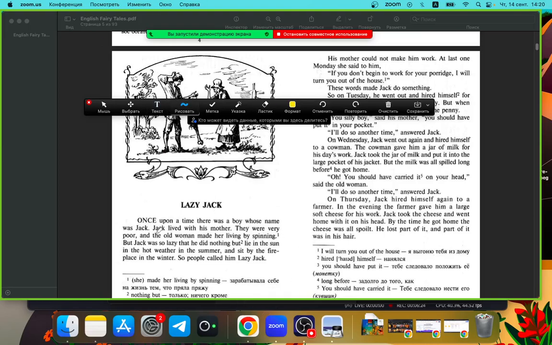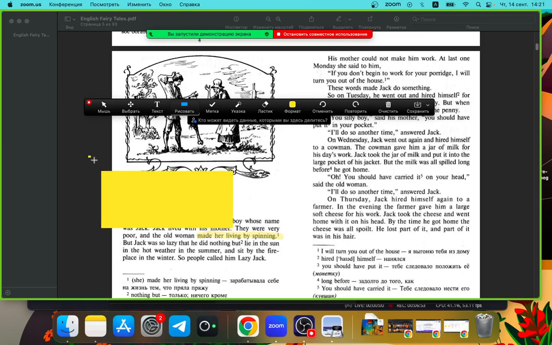They were very poor, and the old woman made her living by spinning. What does it mean, made her living? She worked, yeah? So you have to write down the whole sentence in your notebook, in the treasure chest. They were very poor, and the old woman made her living by spinning. It means she made money, yeah? Made money or worked.